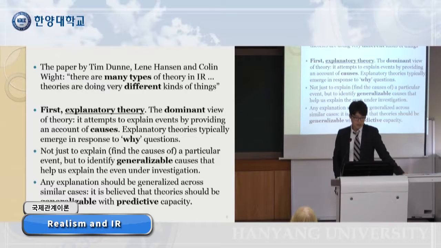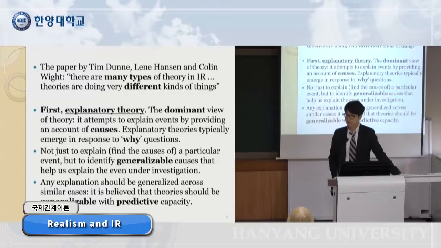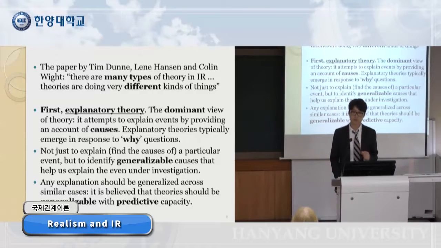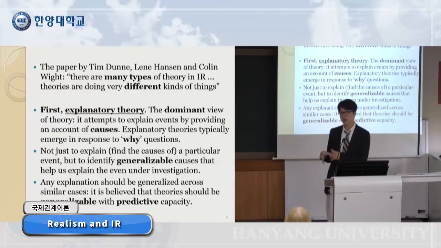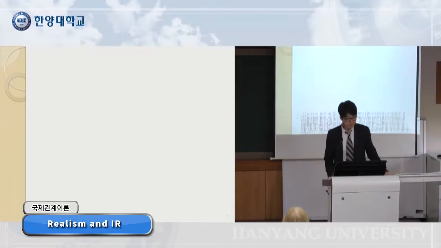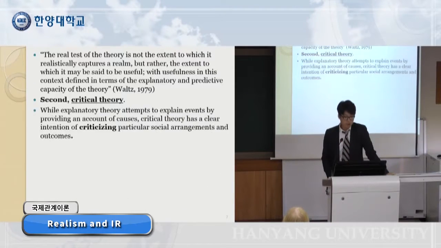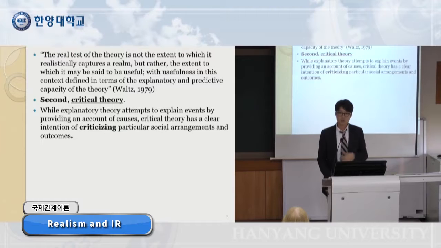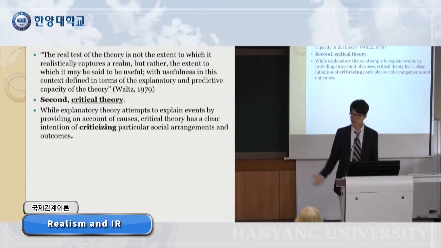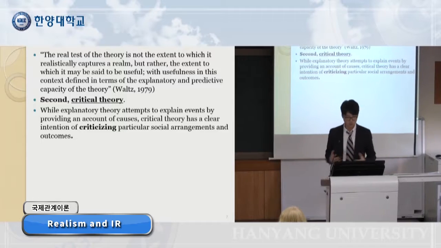But again, as we understood previously, there are different kinds of theory and different aims that theory would like to achieve in the field of international relations, although they remain at the margins of the discipline. So here we have critical theory, which is concerned with criticizing particular social arrangements, such as the anarchic system or hierarchical system, and so on and so forth, and outcomes.